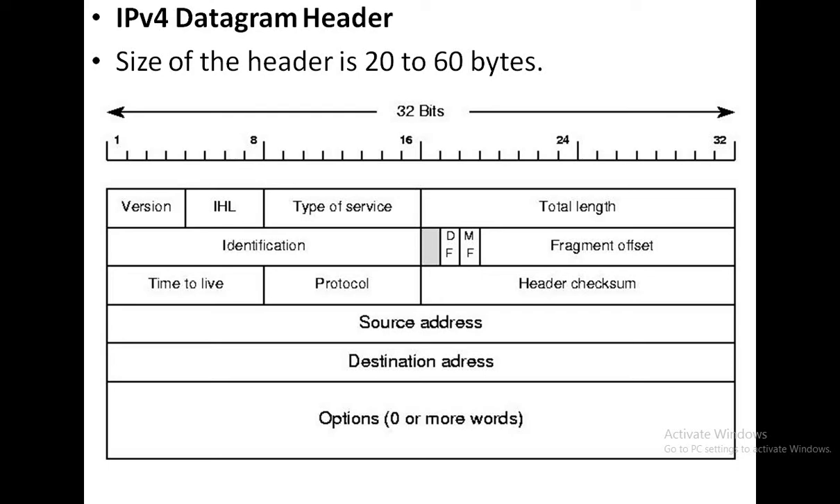The header part is 20 to 60 bytes in length and contains the information essential to deliver a message or a frame from one location to another location. That is held by the header part.